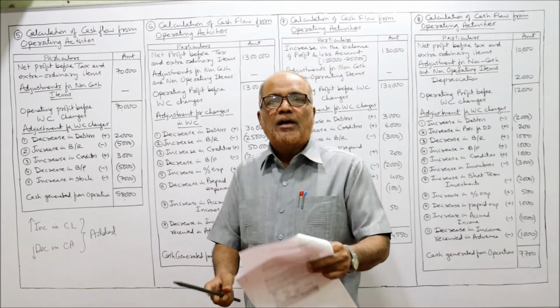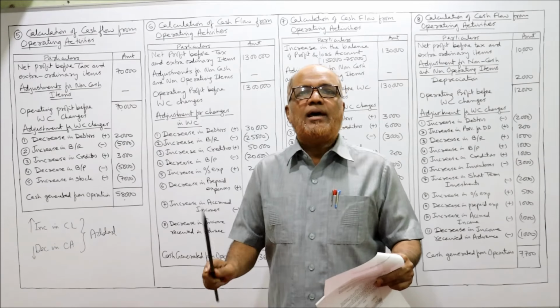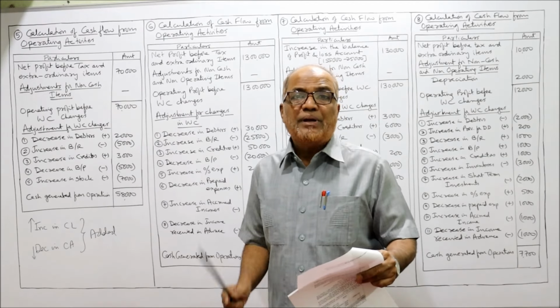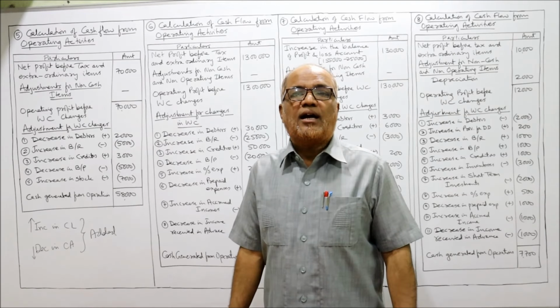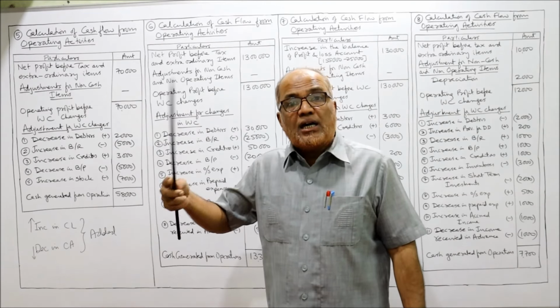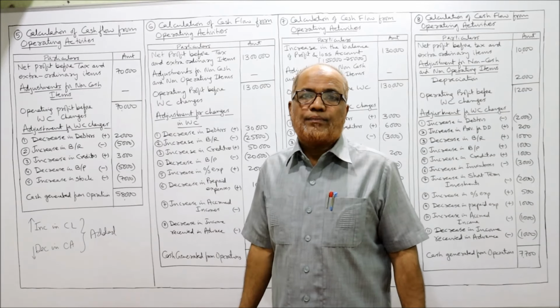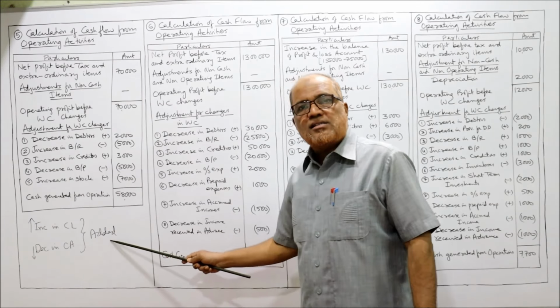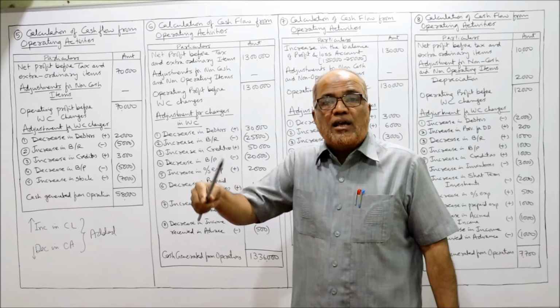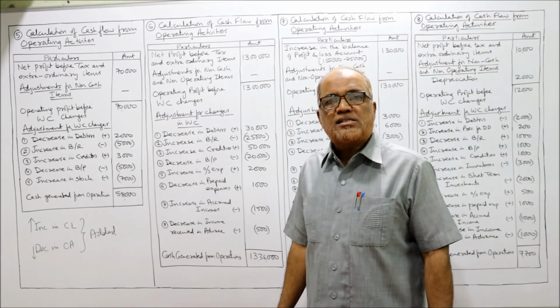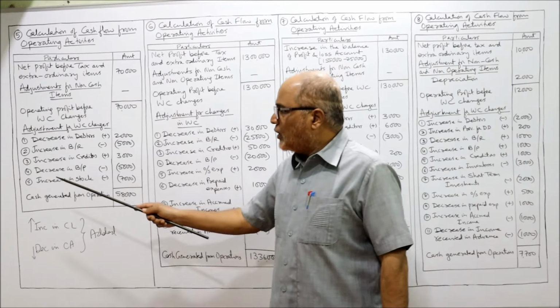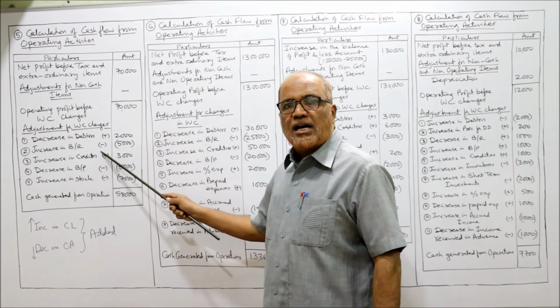Similarly, bills receivable. Bills receivable is also a current asset. Last year 8,000, current year 13,000. So it is an increase in current asset. Decrease in current asset you have added, so increase in current asset you will deduct. Increase in current asset should be deducted. So increase in bills receivable, deduct, minus.